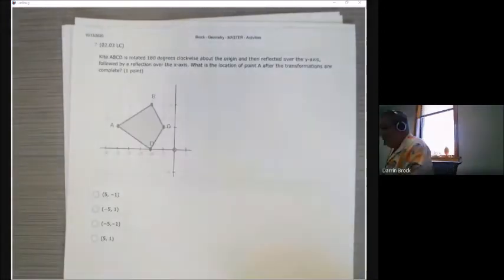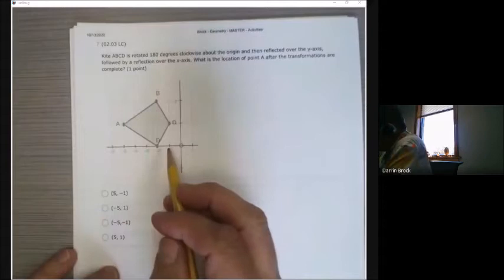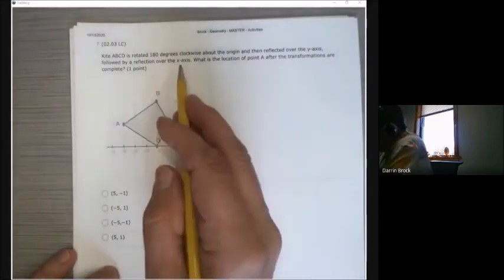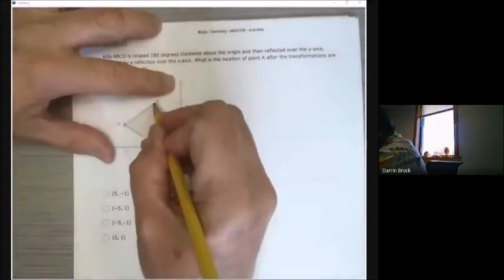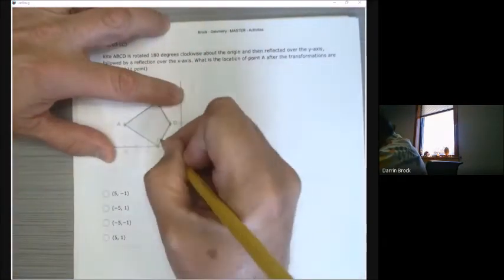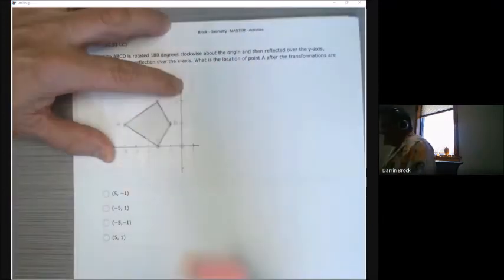Okay, number 7, kite. Here's kite ABCD, and it's rotated 180 degrees clockwise around the origin, and then reflected over the y-axis, and then reflected over the x-axis. So where does A end up after all of that mess? Well, let's see. All right, I'm gonna trace again for you visual folks. You don't have to have a visual copy. You can do it just in your head.